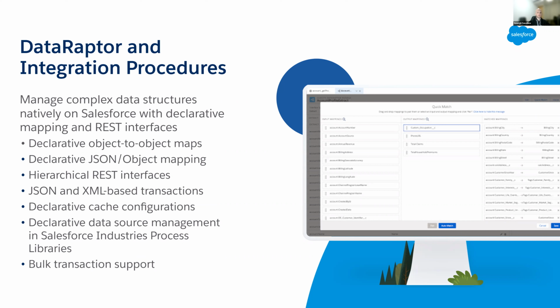And then this supports different caching for better performance. And it supports bulk as well. You can have a bulk job or a batch job that will execute an integration procedure on a big set of data. So this covers basically the backend components to OmniStudio.